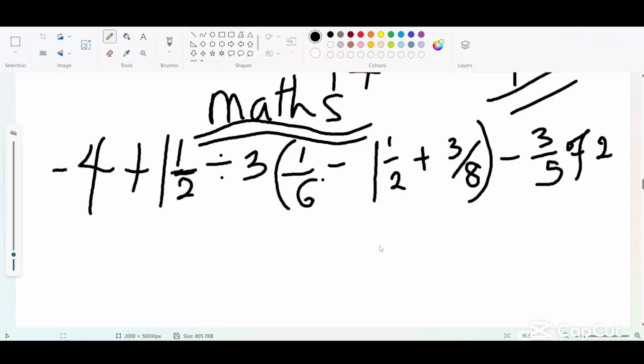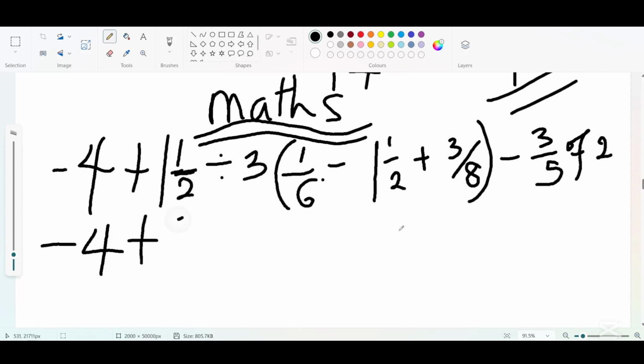So hello, good evening. Today we want to continue our BODMAS. To use BODMAS to solve this expression, the first thing we are going to deal with is the brackets, and inside these brackets we have fractions there that we need to resolve. The first thing we will do is change whatever mixed fraction we have there to improper fraction.